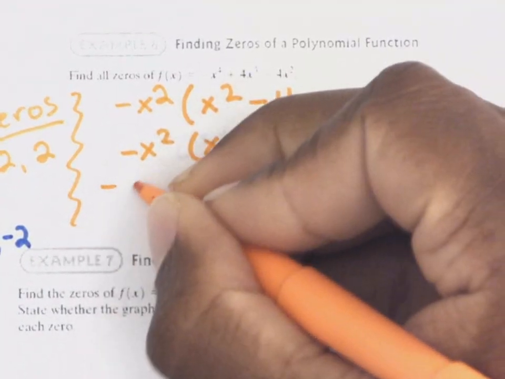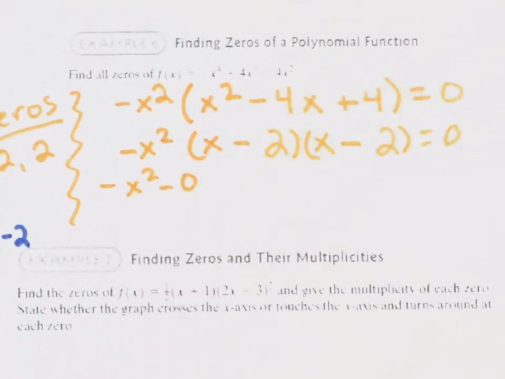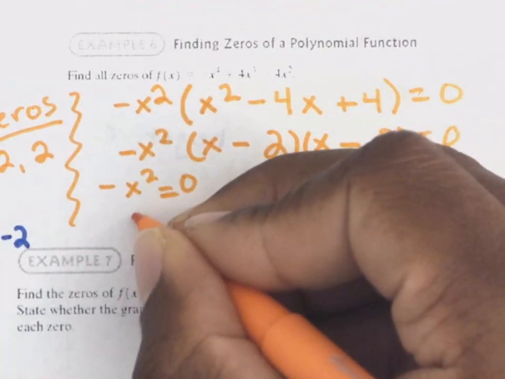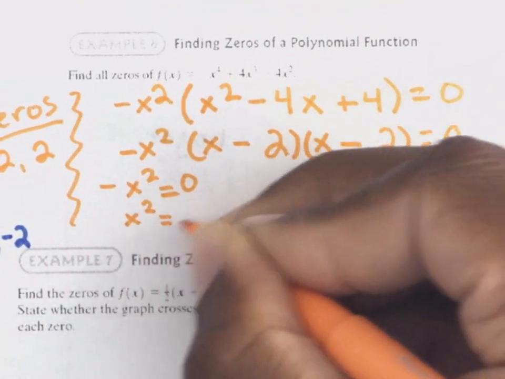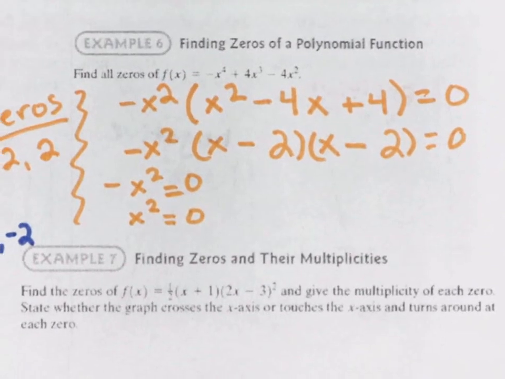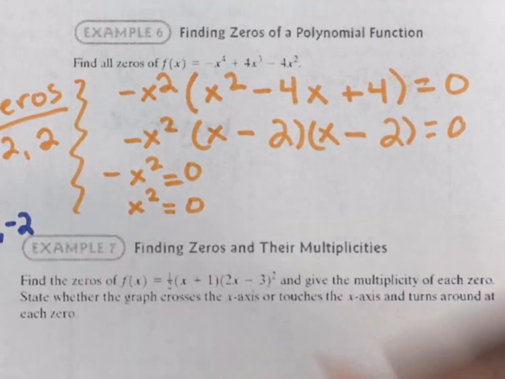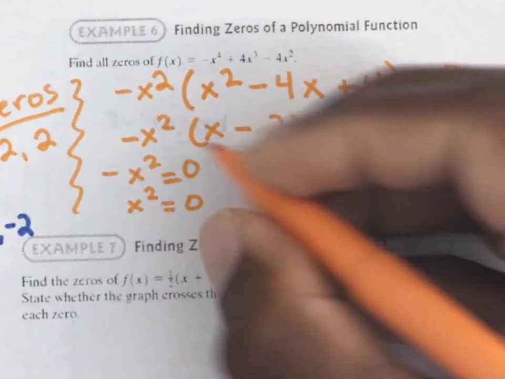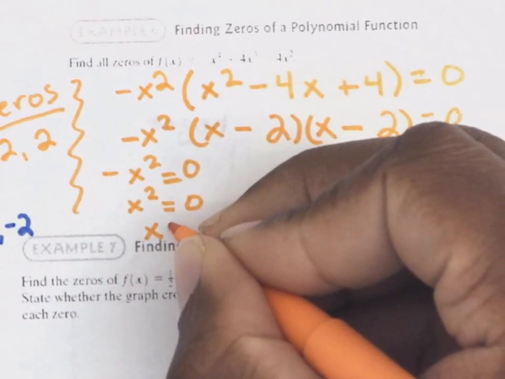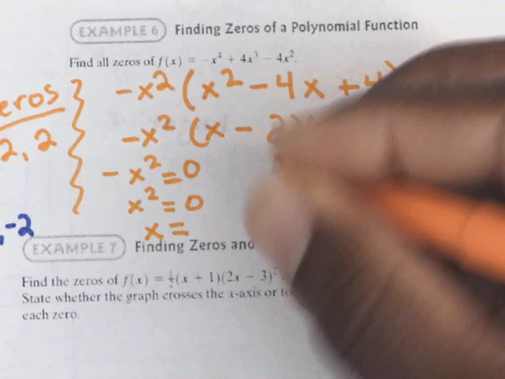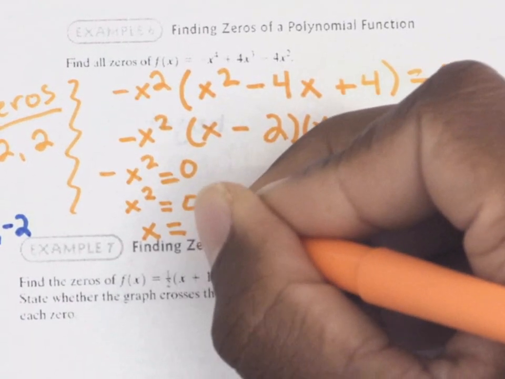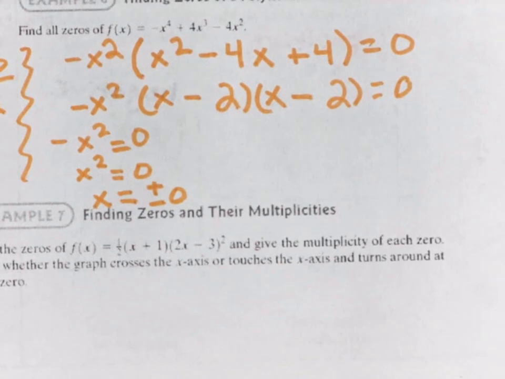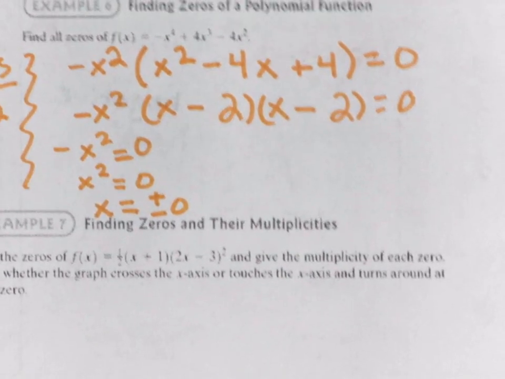Set it equal. Negative x squared equals 0. I divide both sides by negative 1. X squared equals 0. How many times does x squared equal 0? Square root both sides. Twice. That'll be important in a second. We'll come back to that. So when I take the square root of both sides, it'll be plus or minus 0. Which means I got that answer twice.